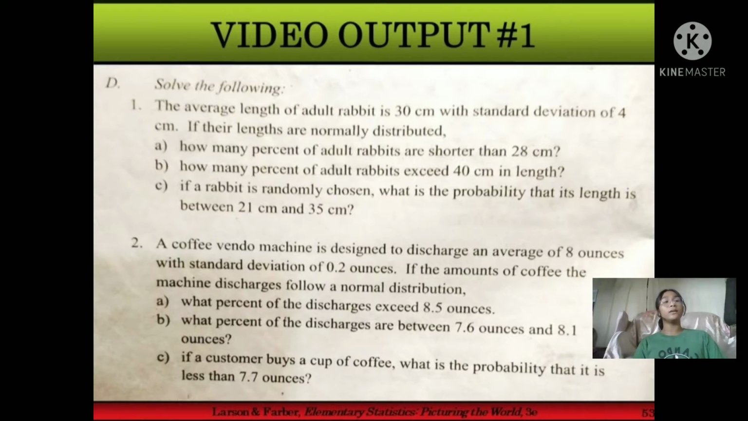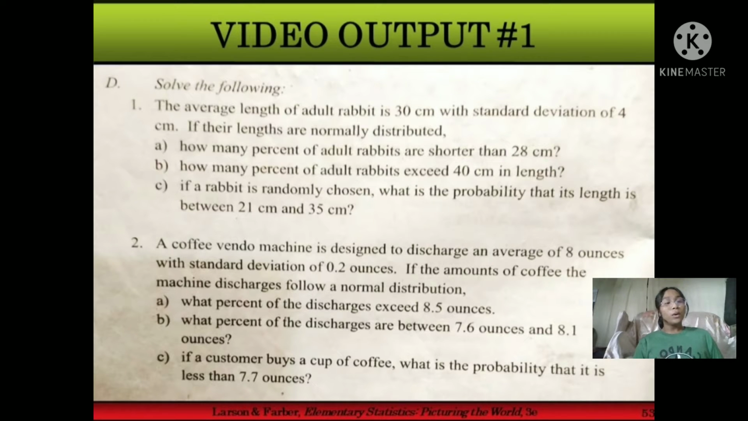So for this video output, we're gonna solve the two set of problem solving in stats and probability. So allow me first to read the direction and the problem. Solve the following. The average length of adult rabbit is 30 centimeter with standard deviation of 4 centimeter if their length are normally distributed.